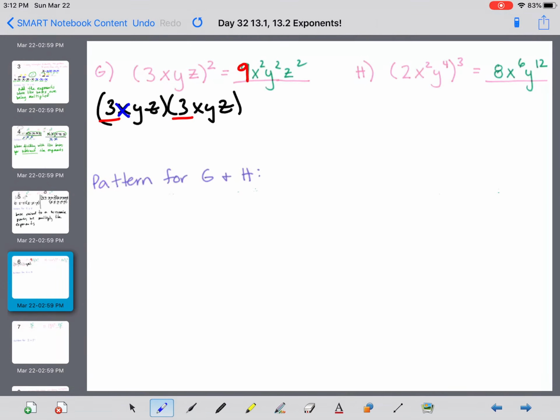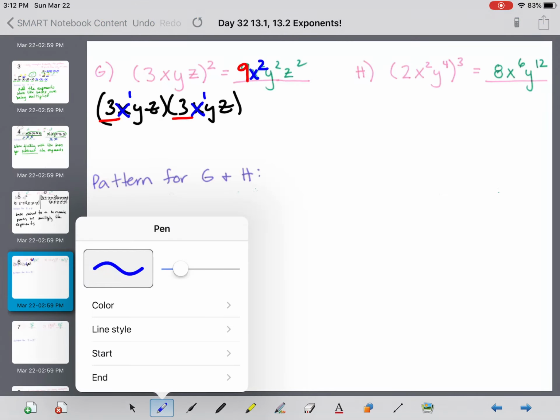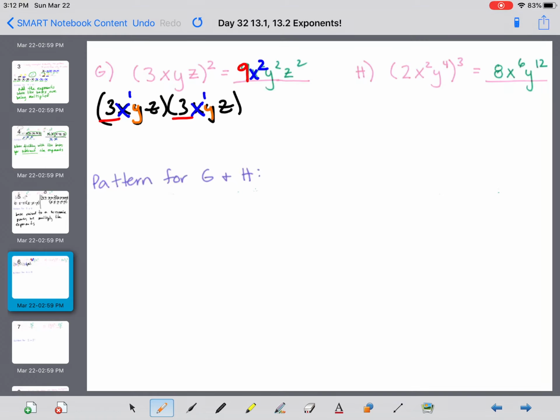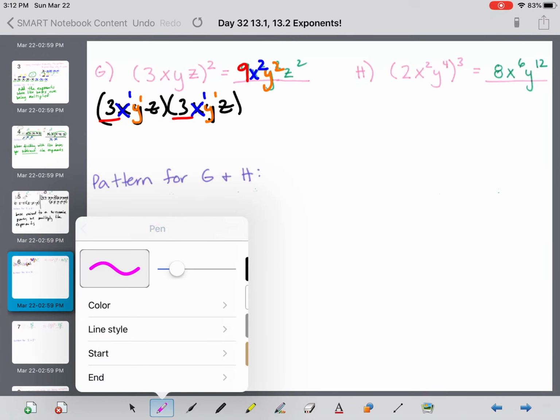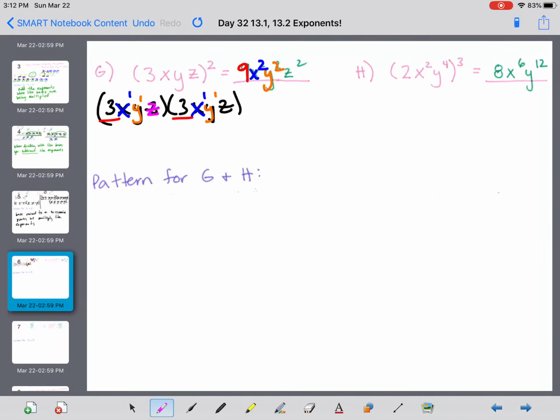We now have an x times an x. So I have something with a like base being multiplied together. So we're just lazy and we don't put those ones there. So x to the first times x to the first would actually give me x to the second. And then the same thing is going to happen with the y and the z. So y times y, again, that's like y to the first times y to the first. That's going to give me a y squared. And lastly, with the z's, we're going to have z times z. So z to the first times z to the first is going to give me z to the second.